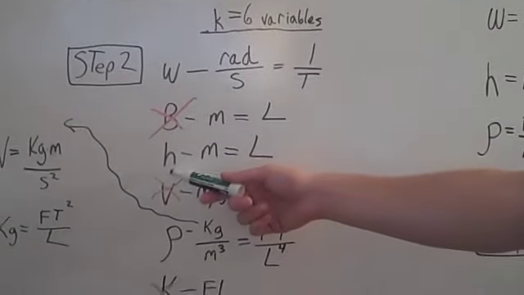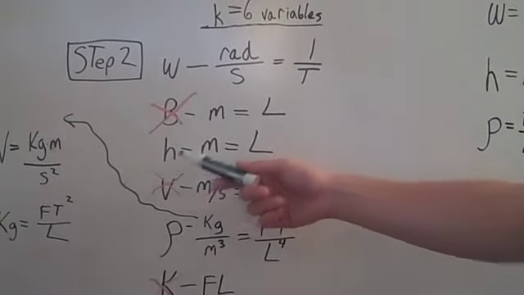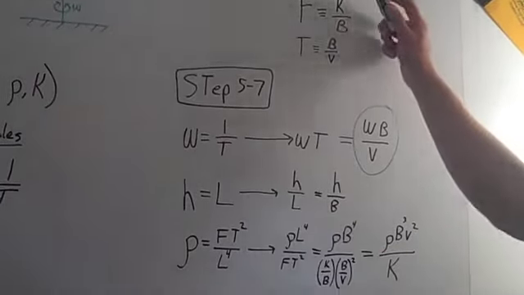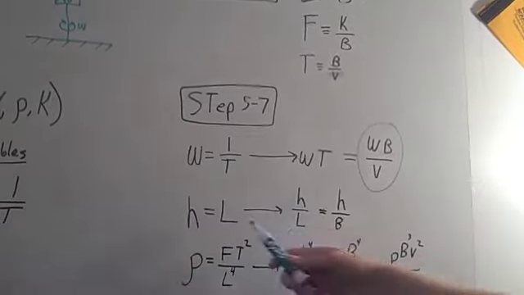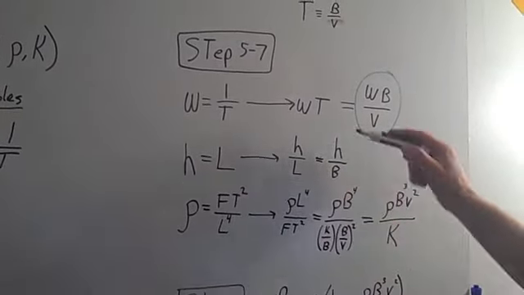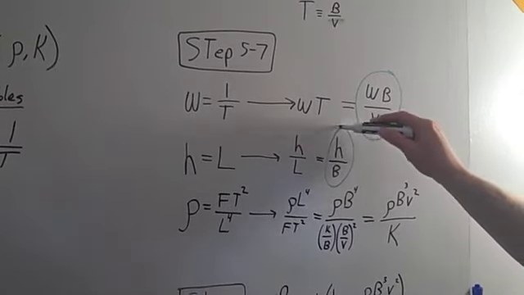Next, come back to step 2, and h is another one that we're making into a pi group. We see that h equals L, and we had previously defined L to be b, so to make it dimensionless, you divide by L, so it's h over b. That is our second pi group.